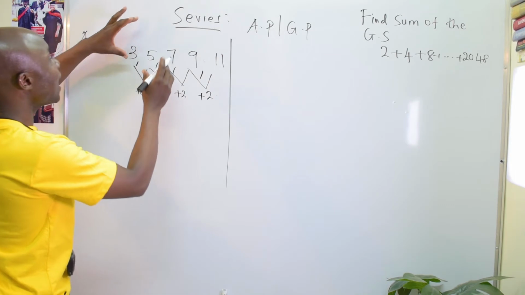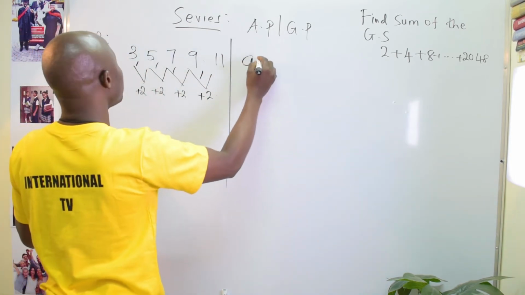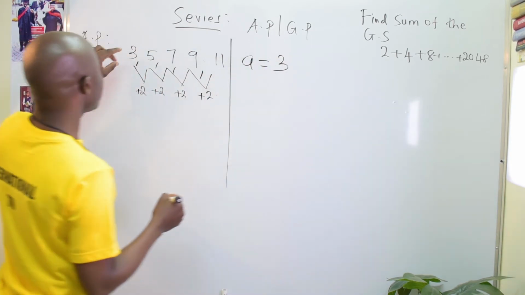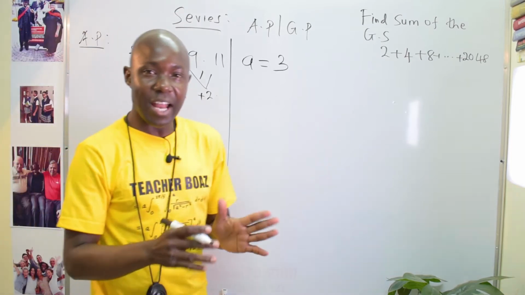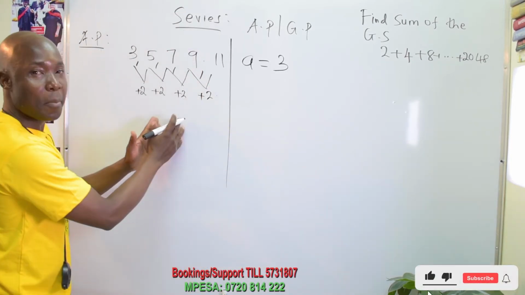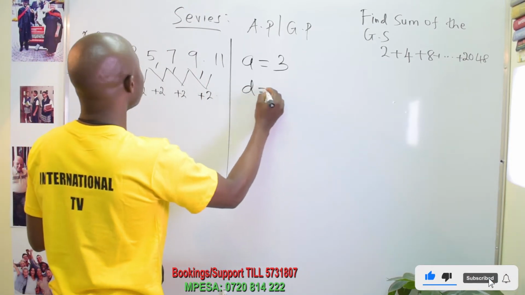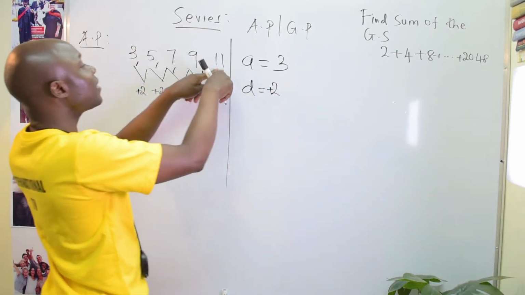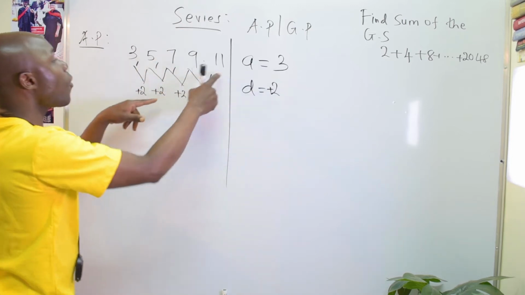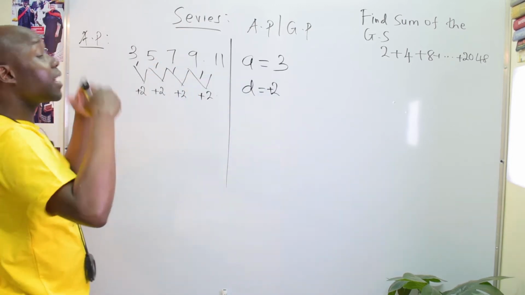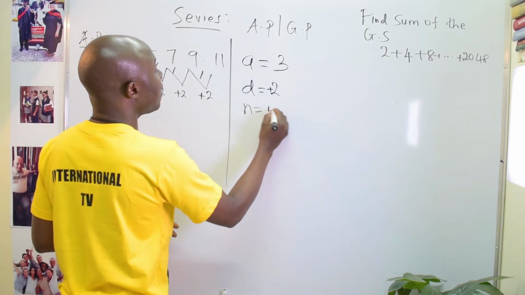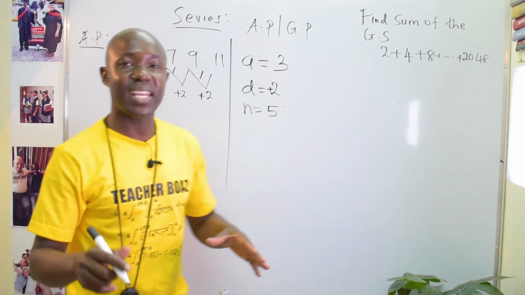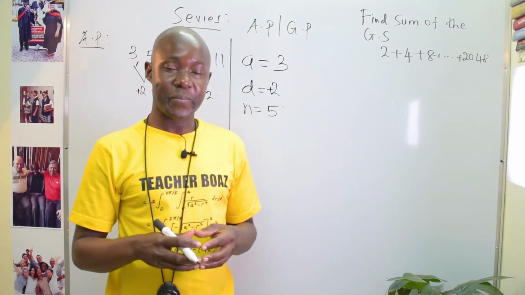Now, from here I want us to come up with some good ideas. In the series, the first term is always denoted by A. So my first term is 3. Now there is a common difference, so we call it D. D is 2, plus 2. Then if there are 5 terms, we denote N is 5. So N stands for the number of terms.